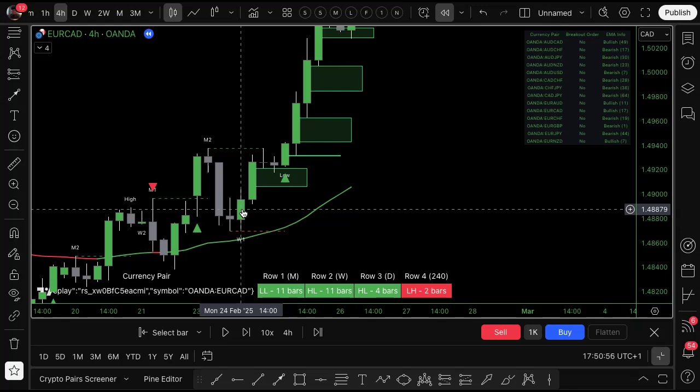Then something will reverse it back the other way. It's exactly what happened with GU. Structure was telling us it was weakening from a daily to a weekly perspective, but then the monthly held weight and they reversed it all the way back up for the buy.